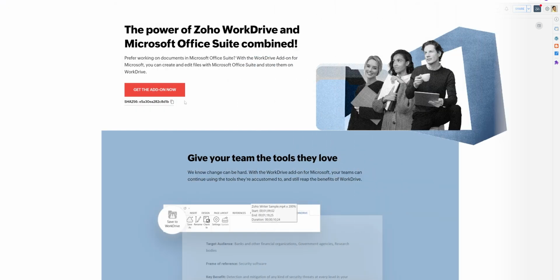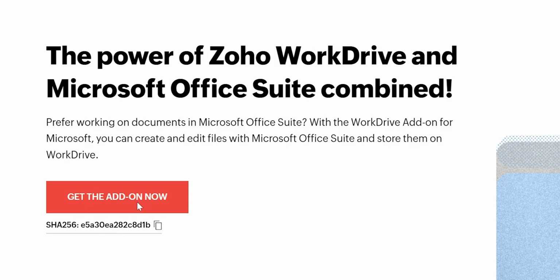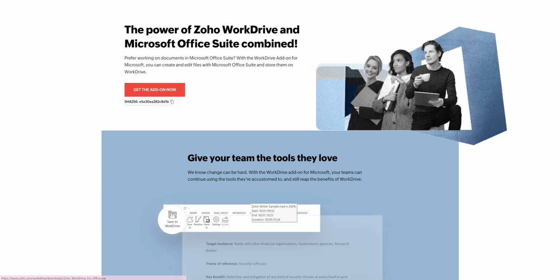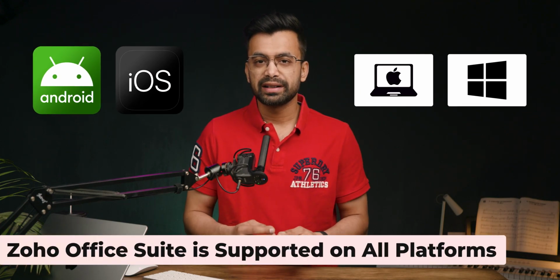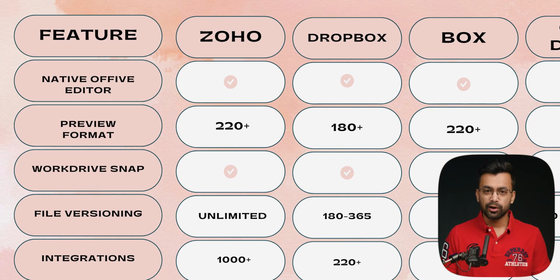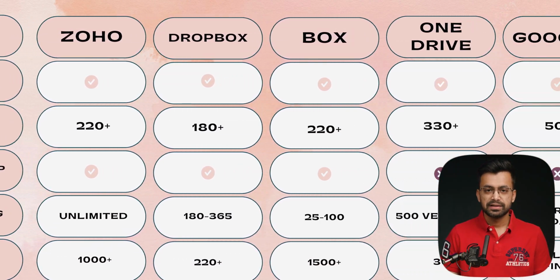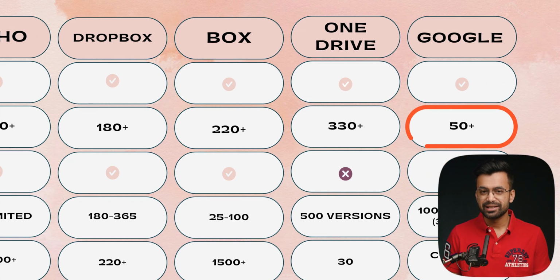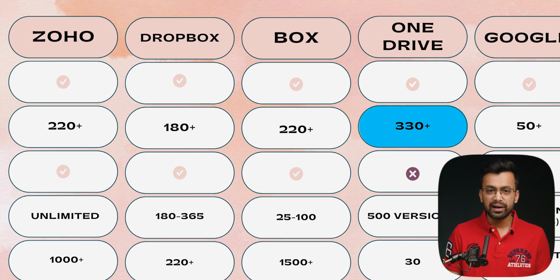There's also an MS Office add-on available that lets you edit files in MS Office, and when you are done, you can store them in your WorkDrive. Good thing is that this feature is supported on all the platforms. However, there is another important aspect, which is previewing your files online. Each platform offers various numbers of formats, as you can see on the screen. Surprisingly, Google supports the least number of formats, whereas OneDrive and Zoho WorkDrive support the most formats.